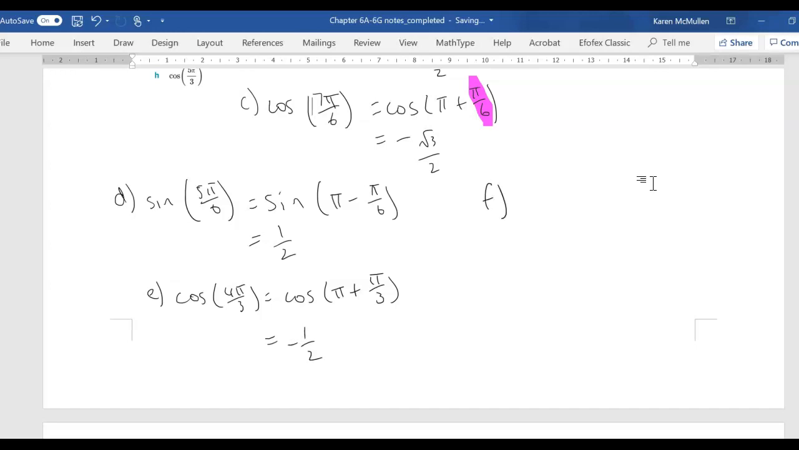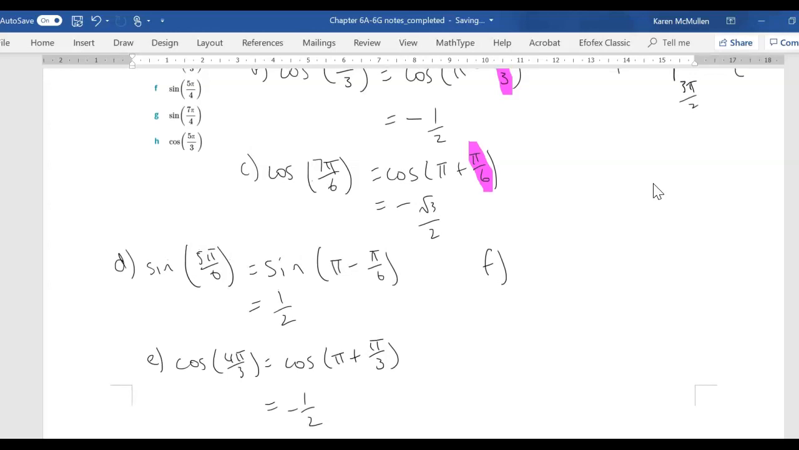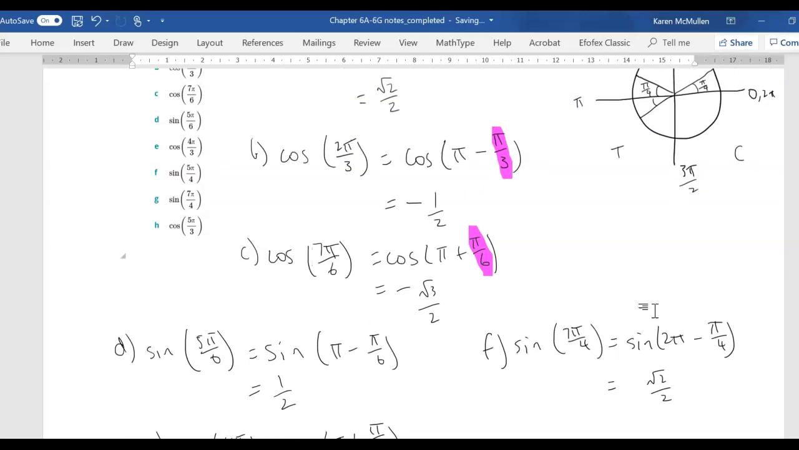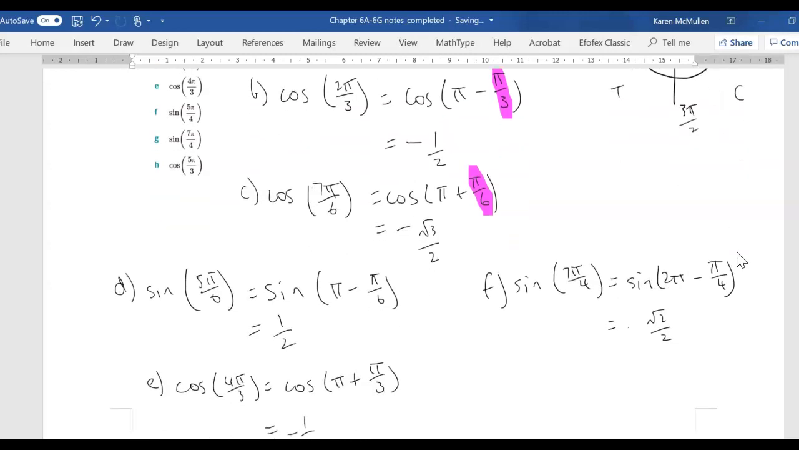We've got F, sine 7 pi on 4. All right, so this one here, we are nearly at 2 pi. So if we were doing 8 pi on 4, that would be 2 pi. So sine is 2 pi minus pi on 4. All right, so our reference angle is pi on 4, which is root 2 on 2. And we just got to check which quadrant we're in. So we're doing 2 pi minus pi on 4. So we're in the fourth quadrant, so it is negative.